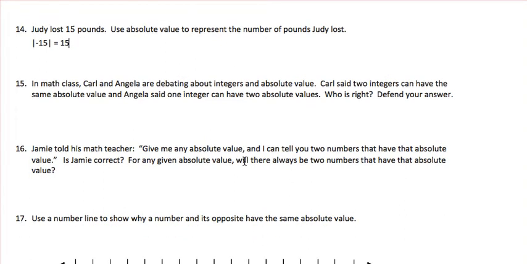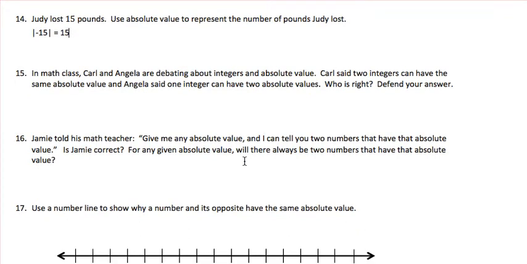Question 15. In math class, Carl and Angela are debating about integers and absolute value. Carl said 2 integers can have the same absolute value, and Angela said 1 integer can have 2 absolute values. Who is right? And defend your answer. Well, Carl said that 2 integers can have the same absolute value, and as we've been practicing, and I will put an example here, the absolute value of 5 is equal to 5, and the absolute value of negative 5 is also equal to 5. So Carl is correct. 2 different integers can have the same absolute value. Angela saying 1 integer can have 2 absolute values is the opposite. So she is incorrect.